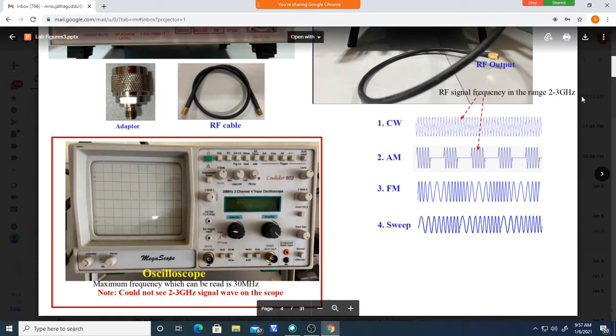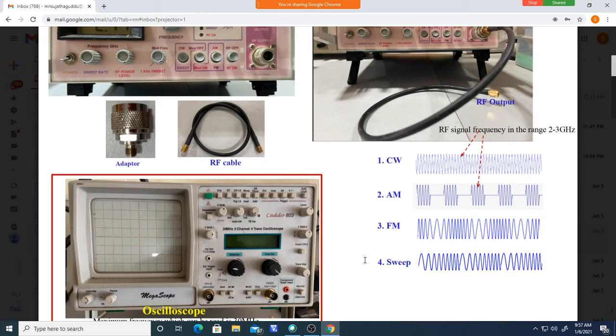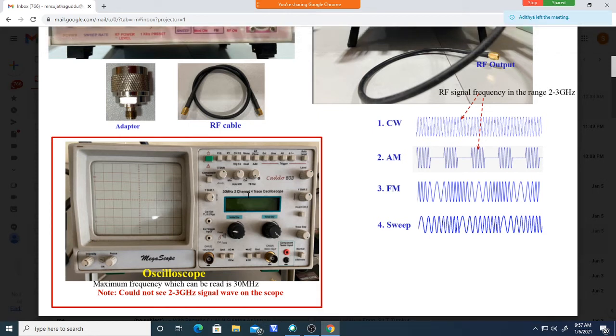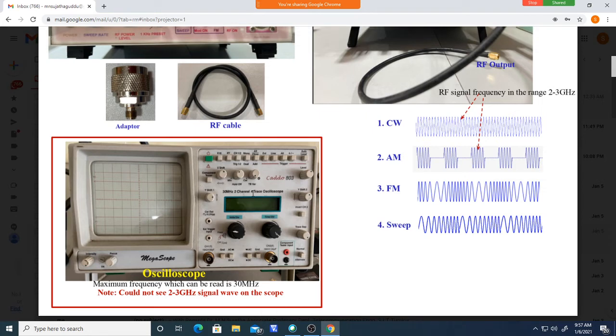If you want to use a 2 to 3 gigahertz oscilloscope, you need it, but that oscilloscope is not there in our laboratory. Why do we not have this? That is because of cost. The cost of equipment becomes large at higher frequency. To measure up to 3 gigahertz, you should have at least a 10 gigahertz oscilloscope, but that is very costly and may not be possible for our academic institutions. So we only have oscilloscopes of around 30 megahertz.